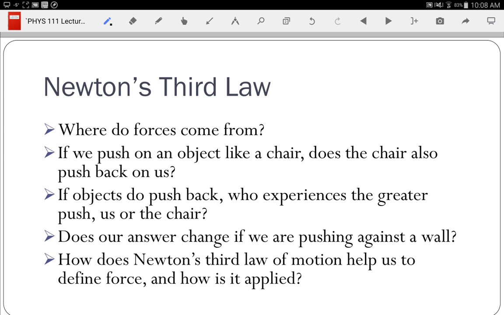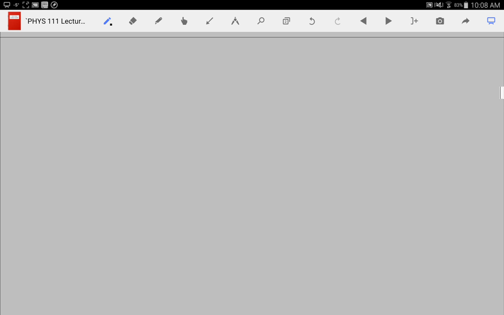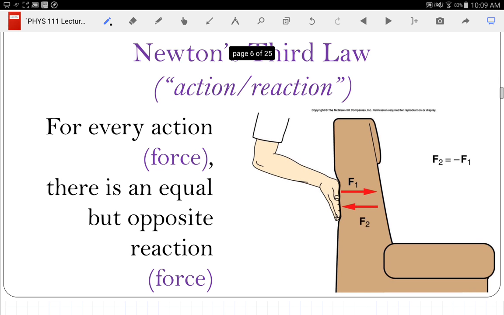It is most useful, of course, when we're considering two things that interact with each other. Now, let me take an example. I'll go to the next slide. I don't have anything really to talk about on that one. The action and reaction idea.